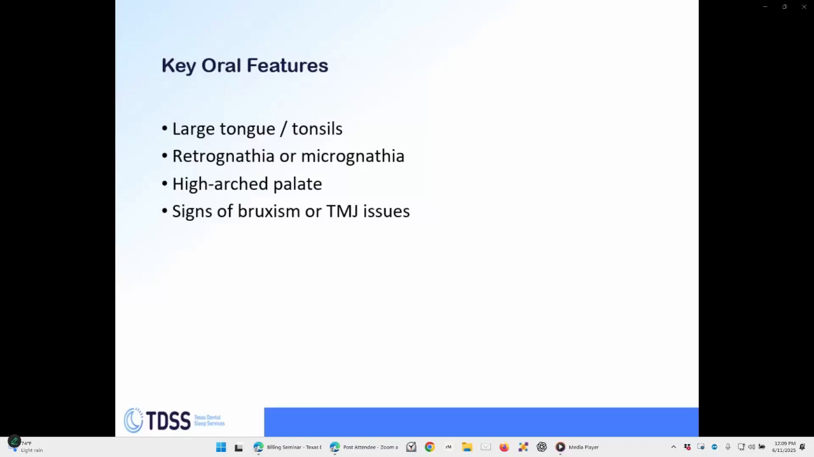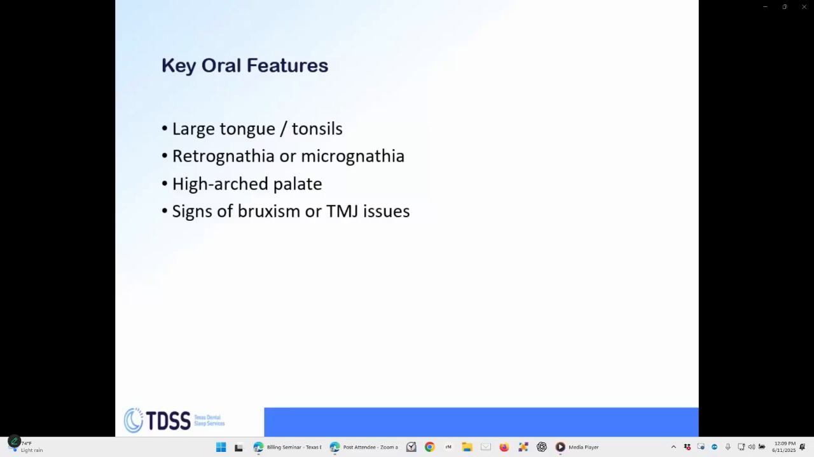This is definitely the home turf advantage for dental pros. They can directly see anatomical features that might contribute to airway blockage. They should be looking for things like a large tongue, macroglossia is the medical term, or visibly enlarged tonsils. Both of those can just physically crowd the airway space back there. Right. Exactly.